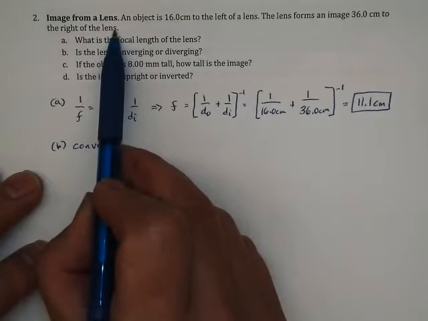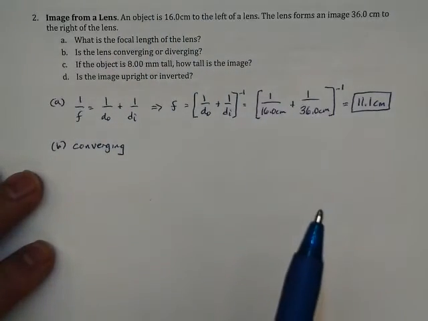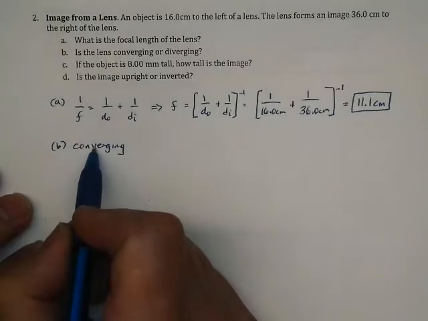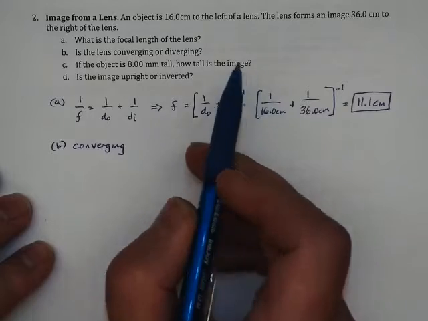Diverging lenses always produce virtual images, and those virtual images are always on the same side of the lens as the object is located, just in a different location on that lens. So this is a converging lens. If the object is 8 millimeters tall, how tall is the image?